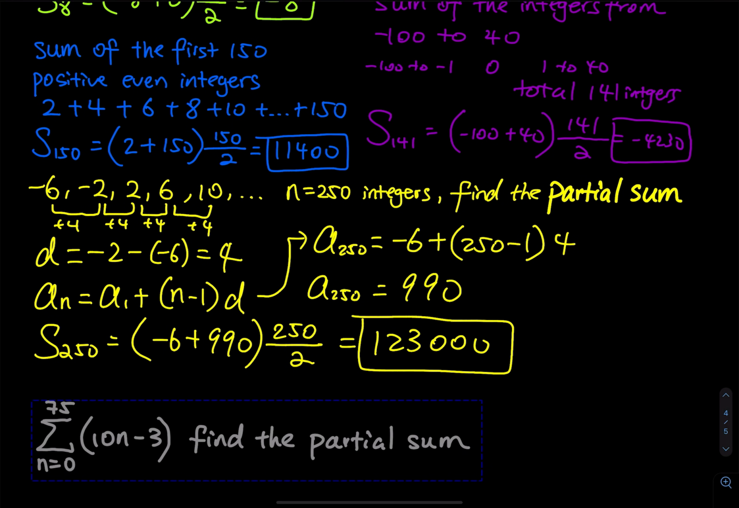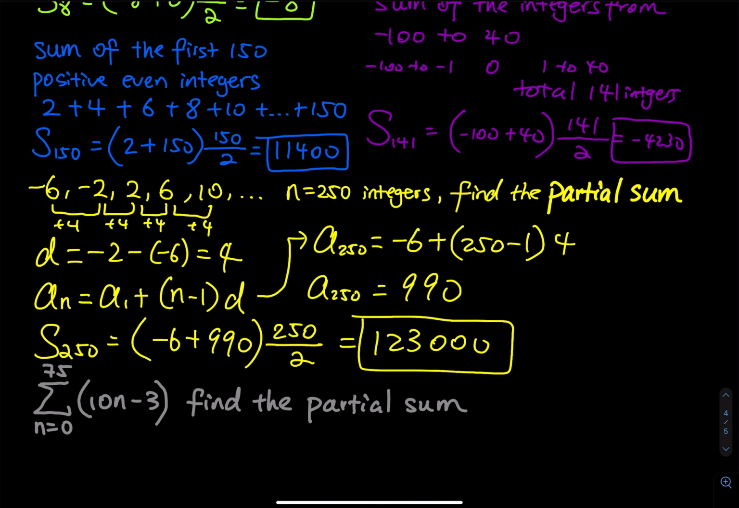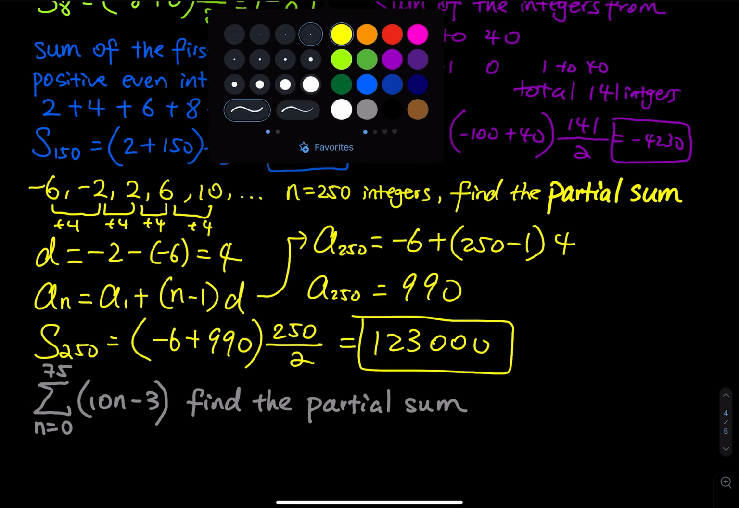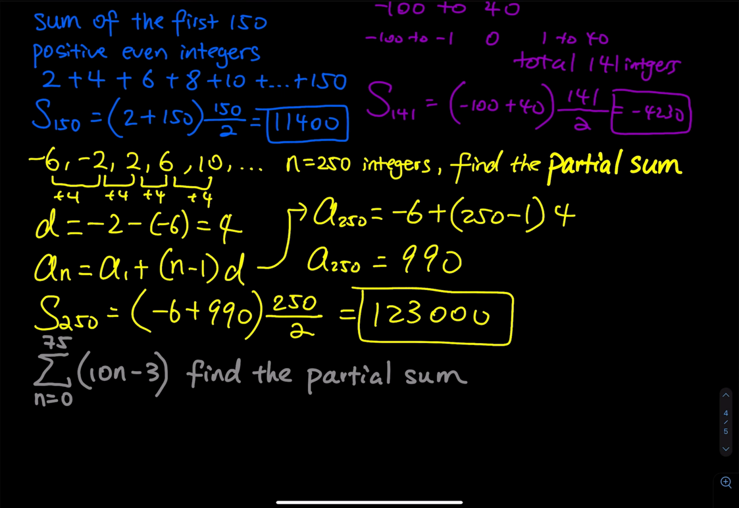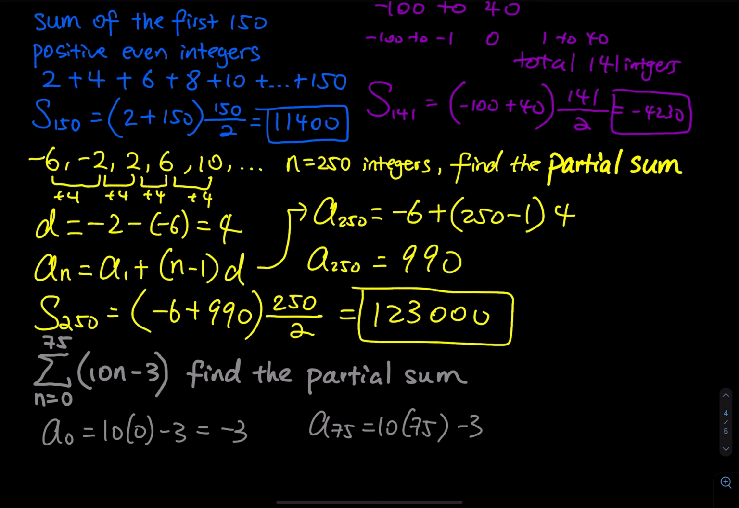Last problem, we have a sum. So allow me to move this up. I want to find the partial sum, from 0 to 75. So what is the first term? The first term is a of 0, that is 10 times 0 minus 3. This is negative 3. And then the very last term, a of 75, is equal to 10 times 75, 750, minus 3. That is equal to 747.